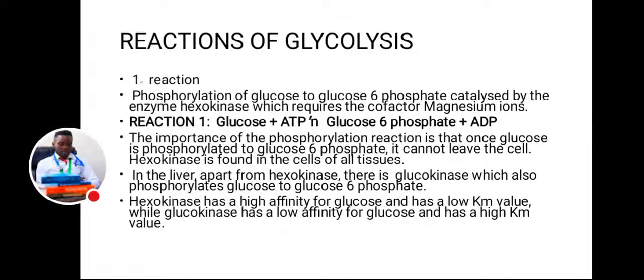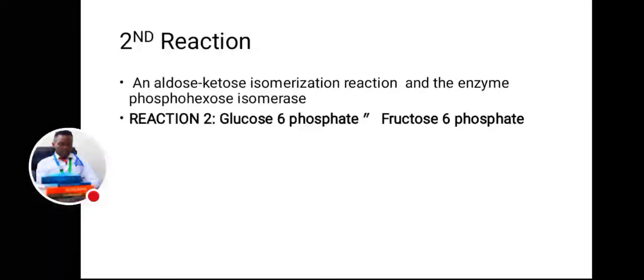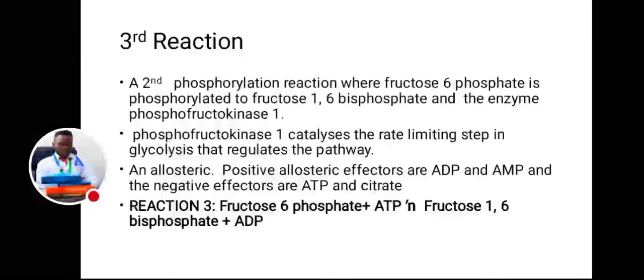Reaction number 2, what do we have? We have glucose 6-phosphate undergoing a reversible reaction to give us fructose 6-phosphate. So this is an aldose-ketose isomerization reaction, and the enzyme that catalyzes it is called phosphohexose isomerase.